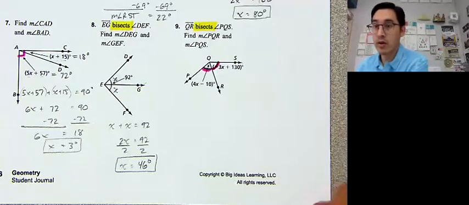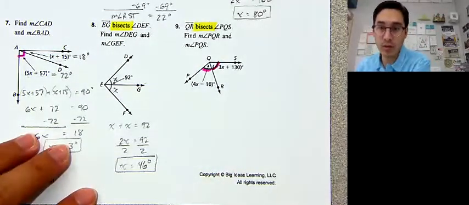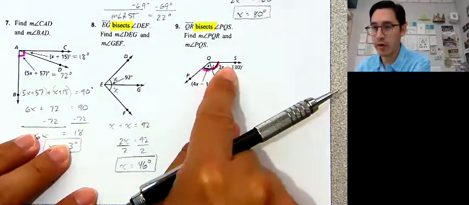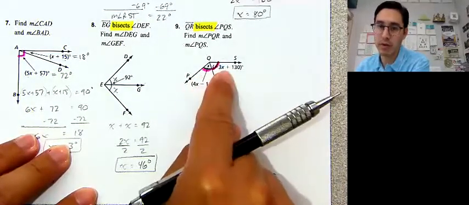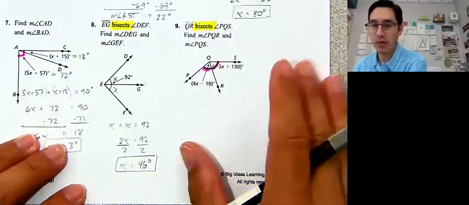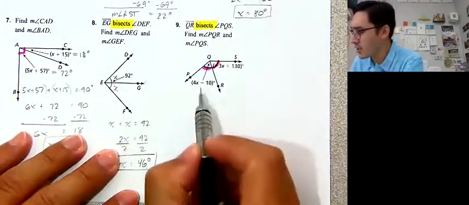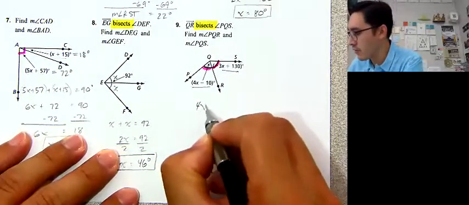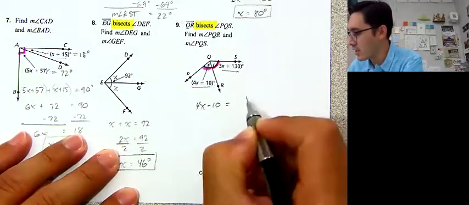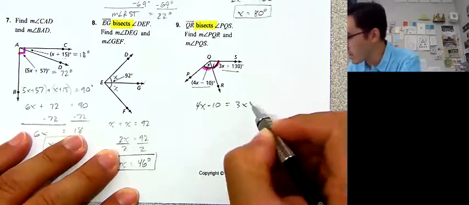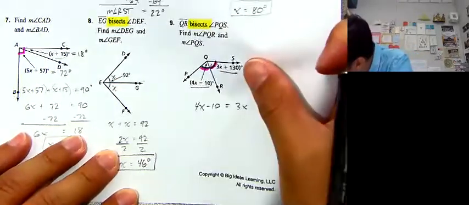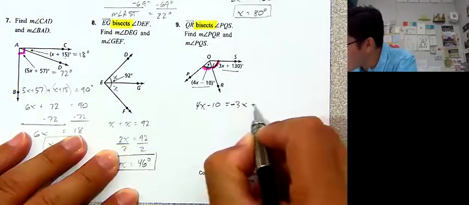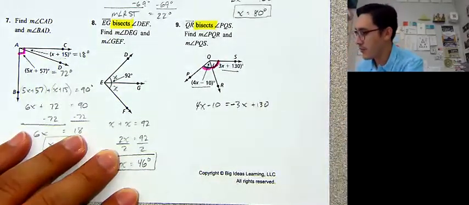Congruence here means that the measures are equal, right? So if this was, I don't know, 40 degrees, then this would be 40 degrees. If this was 32, then this would be 32. So they are equal in measure. So let's take their expressions and set them equal to each other. So 4x minus 10 is going to equal, oh no, is that negative 3x? Looks like it. Negative 3x plus 130.